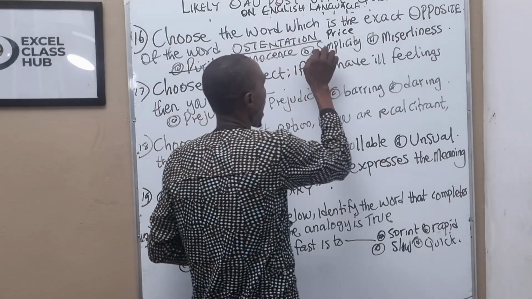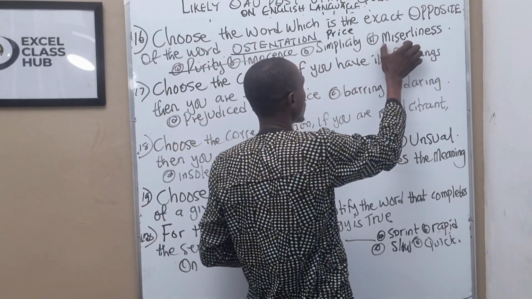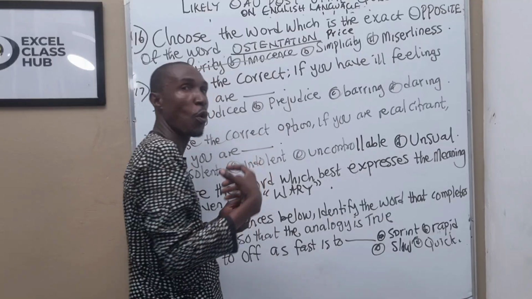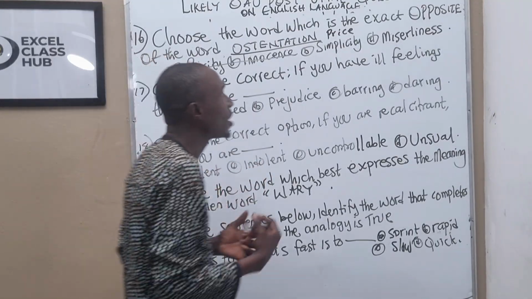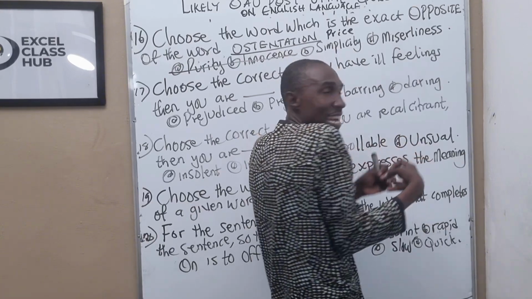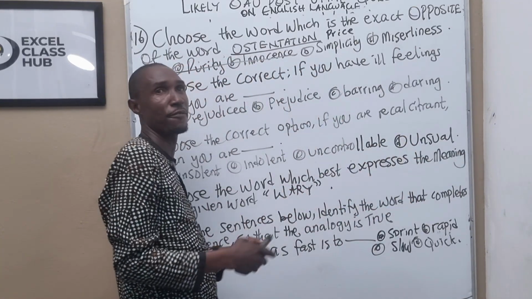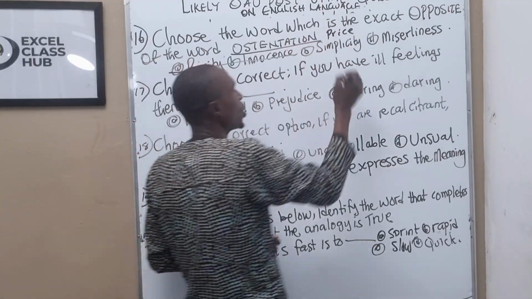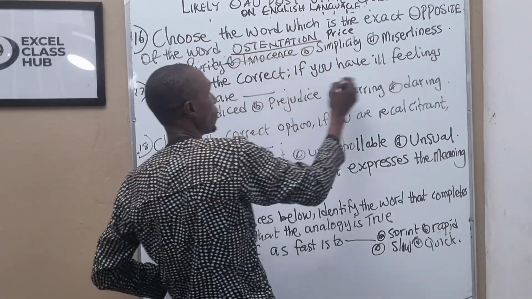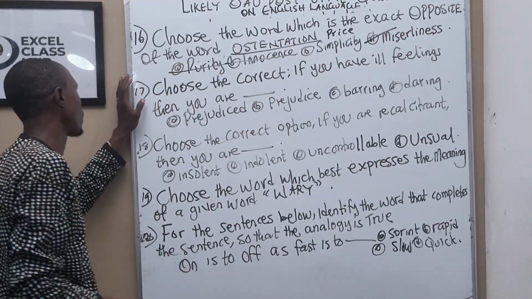Now, we are having simplicity and we are having the word miserliness, which comes from the word miser, someone that doesn't spend easily. The person always manages himself to the fact that he cannot even spend for himself. So ostentation spends for himself, but the opposite of ostentation is what? Miserliness. Now, go to number 17.